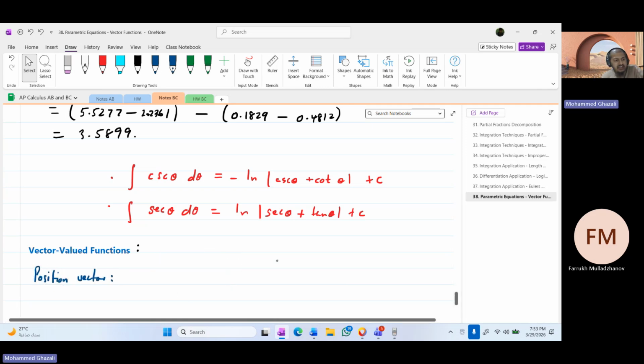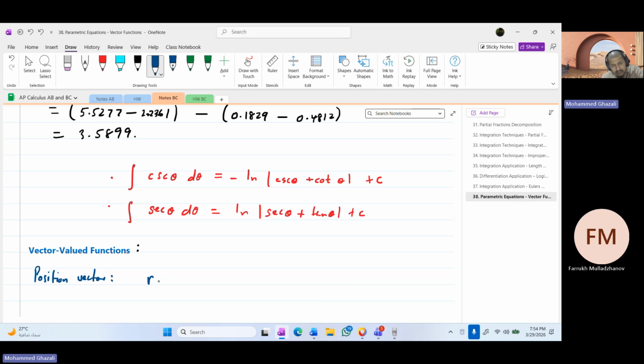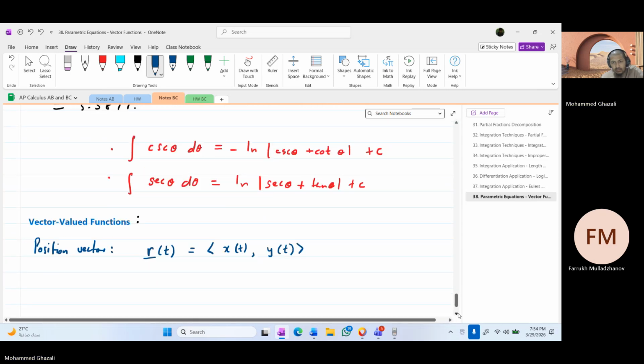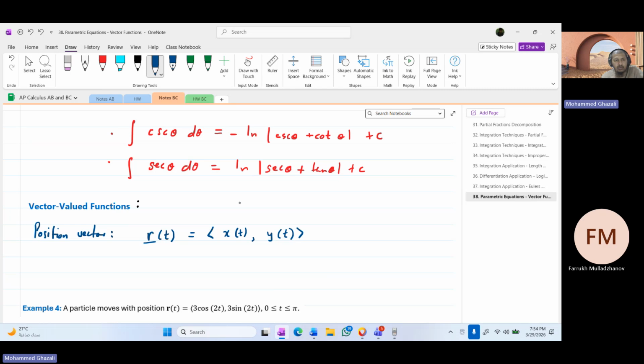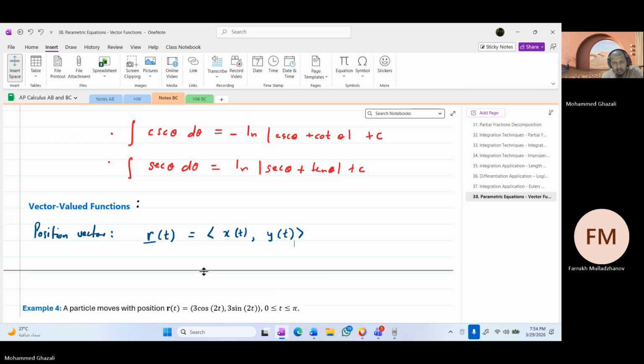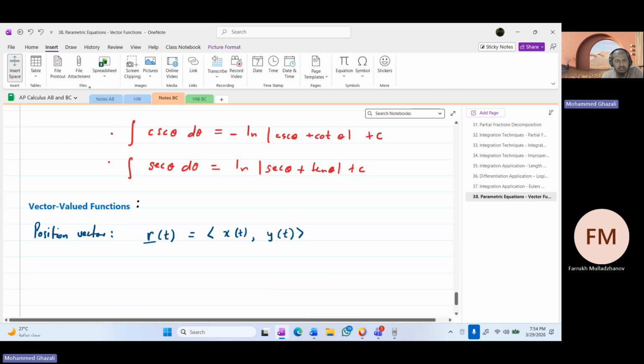Right, so the position vector is r of t. R is a vector. I'm underlining it to show that it's a vector. R of t is x of t and y of t. You know what x of t and y of t are? Those are functions, parametric equations.